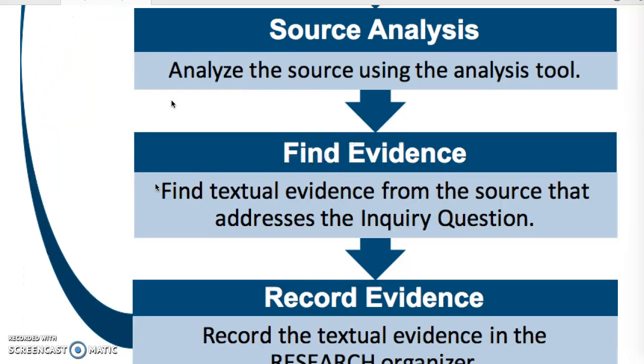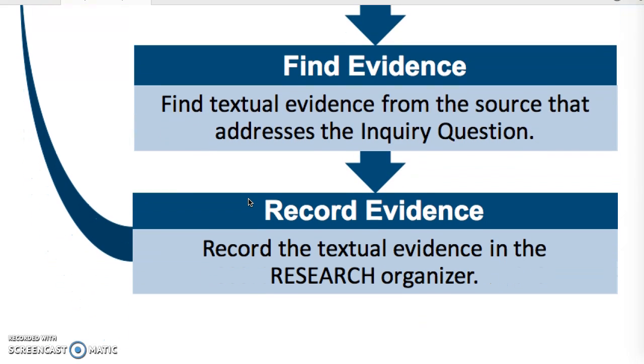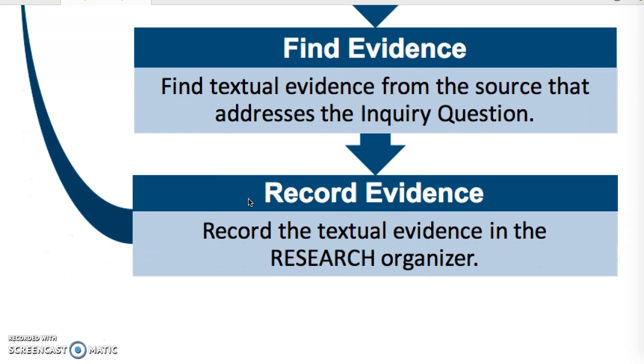Once you've analyzed the source using the analysis tool, the next step is to find evidence from the source that addresses the inquiry question. You are basically going back to the source, looking for evidence that proves one side or another, that either supports your initial thoughts or goes against them, and you highlight or underline the textual evidence from that source. Once you've done that, you then record the evidence.